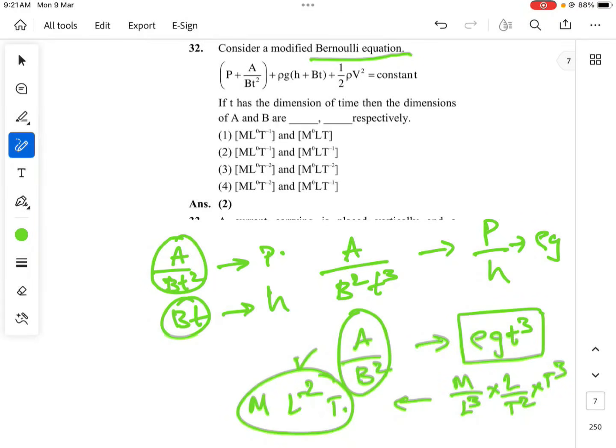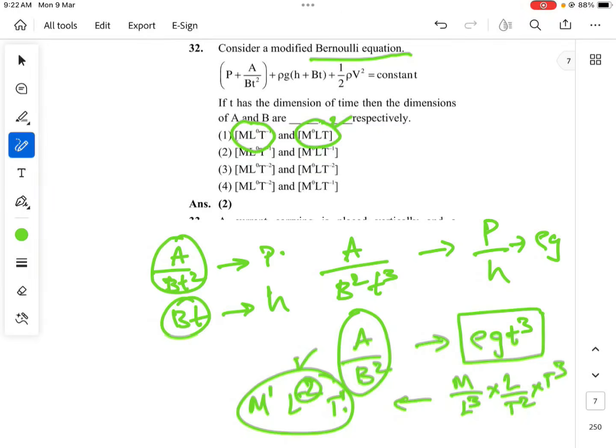Now why I am doing it this way is, if you go to the question, check which of the following options will give you A by B square as M L power minus 2 T. That is the first one divided by square of the second one should give you M L power minus 2 T. Now you might be thinking this is an inappropriate method. No, this is a very appropriate method, because you are supposed to check M power 1, L power minus 2 and T power 1. All three should match. Only then the answer would be correct.